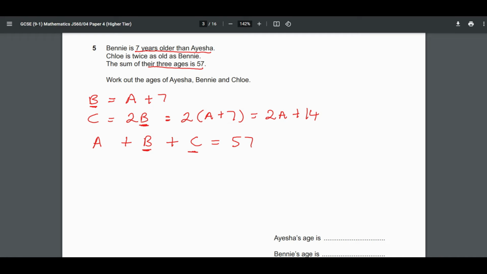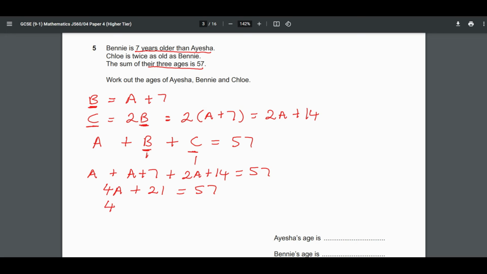So now we can substitute our B and our C into here, okay? So we will now have A plus, now B becomes A plus 7, and C now becomes 2A plus 14, and that all equals 57. Then we combine all the A's together, so we have 4A plus 21 equals 57. And we just solve this equation.